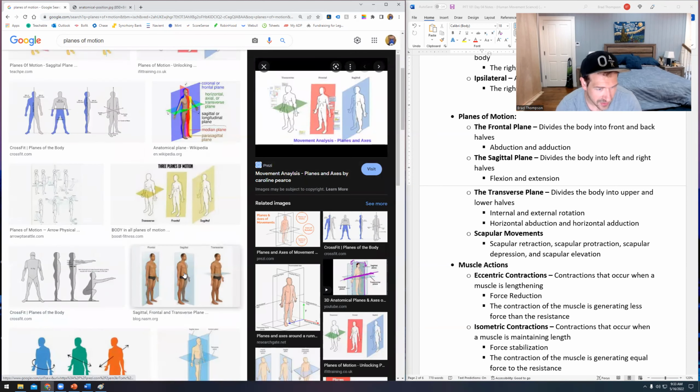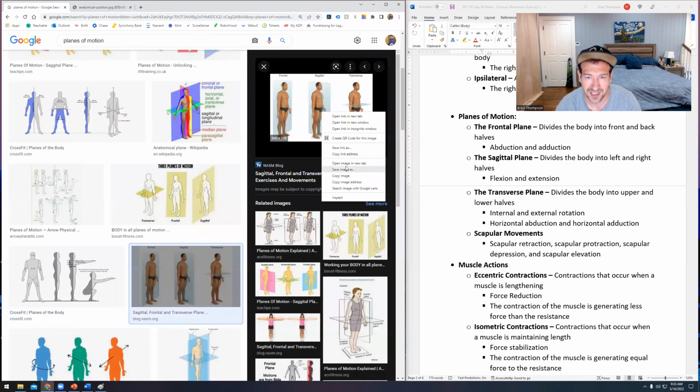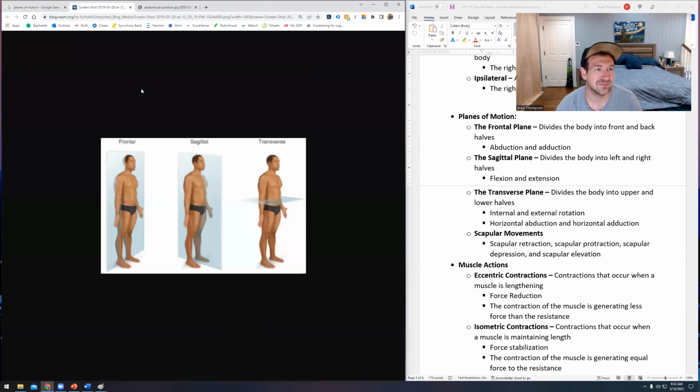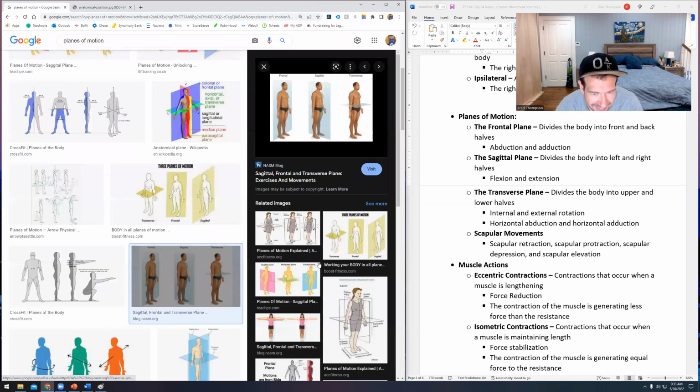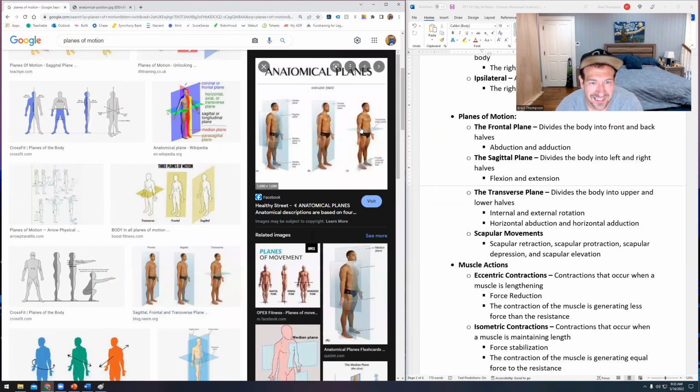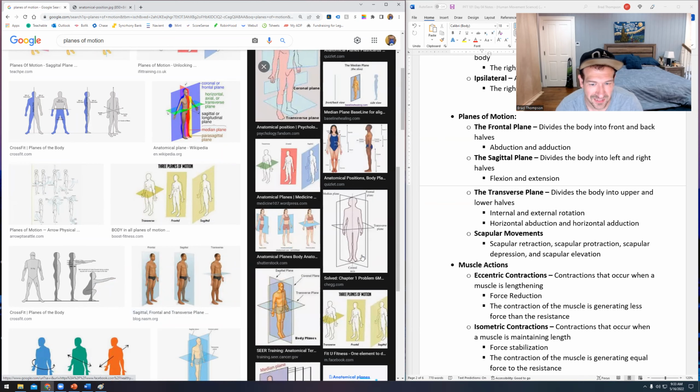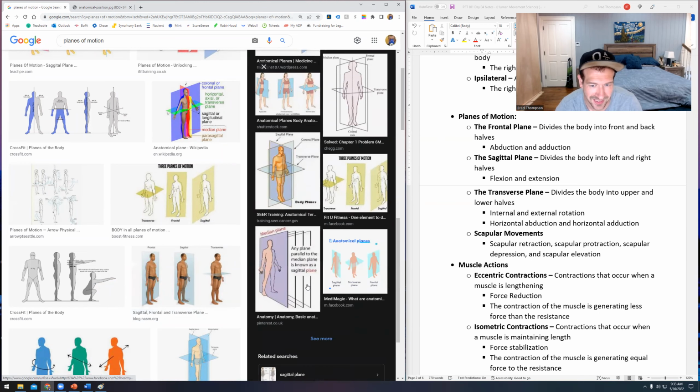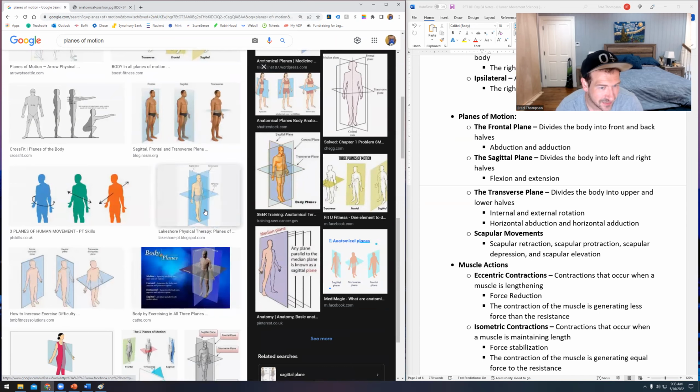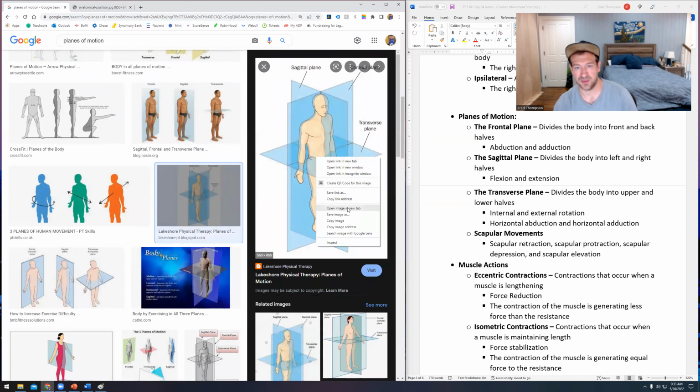Where's the good picture that I like? There it is. This is the one that's in your textbook. In fact, this is on NASM's website, which makes me wonder why it's so pixelated. Come on, NASM. Focus. Oh, you know what? We can use this one. This isn't bad. Okay.